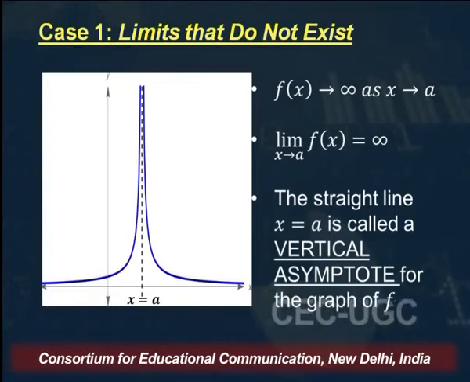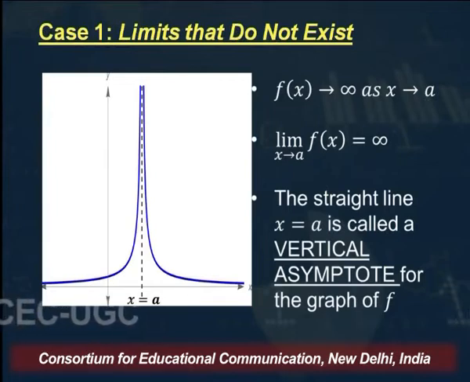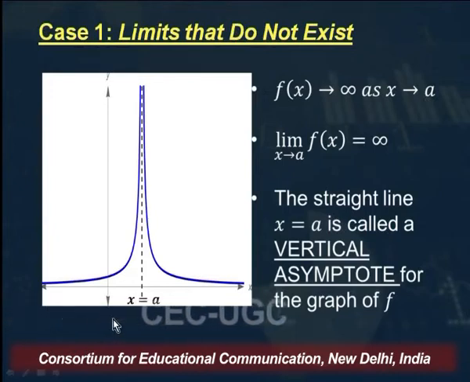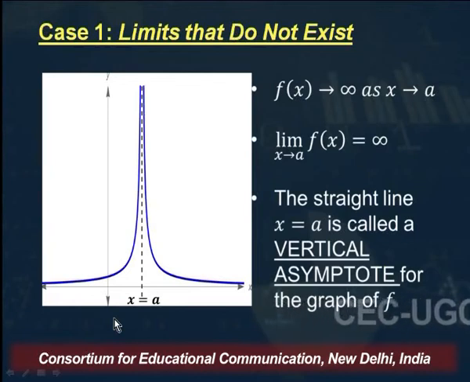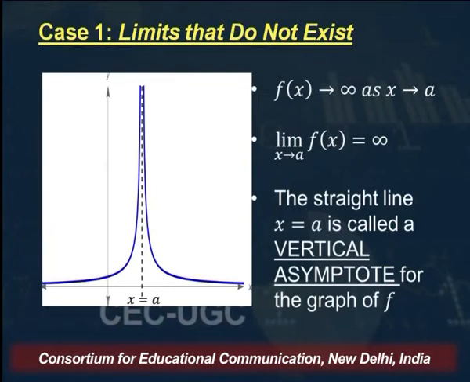Basically, when we talk of an asymptote, what does it mean for a function to approach some line asymptotically? It means that the distance between the curve and the line which we are claiming to be the asymptote becomes smaller and smaller as we move very large distances away from the origin. But the point here is that if we have a function that approaches infinity or minus infinity as x tends to a, then that straight line x equal to a is called a vertical asymptote for the graph of f.